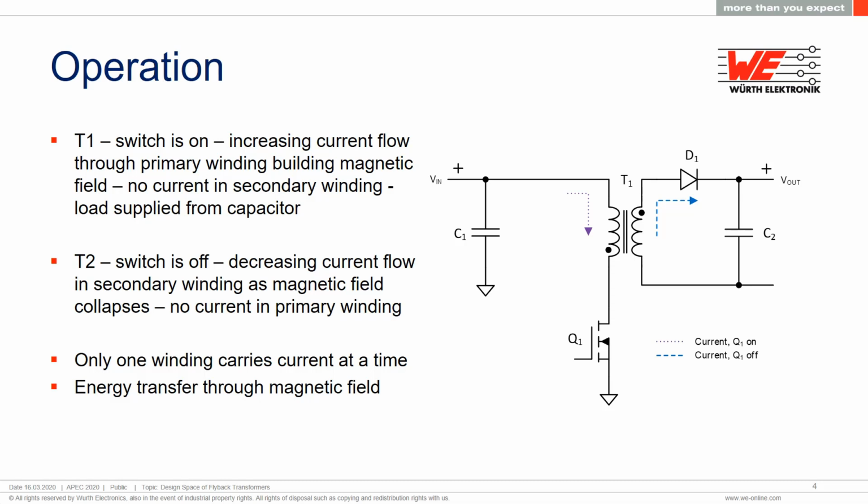Depending on the topology, there may be a dead time before the switch turns on again, as in discontinuous conduction mode, or it may turn on immediately as in continuous conduction mode. The main points are that only one winding carries current at a time, and that the energy is transferred through the stored energy in the magnetic field. One winding is used to build up the magnetic field, the second winding is used to harvest the energy afterwards. This is unlike a transformer, where the energy is transferred instantaneously from one winding to another, with no delay.